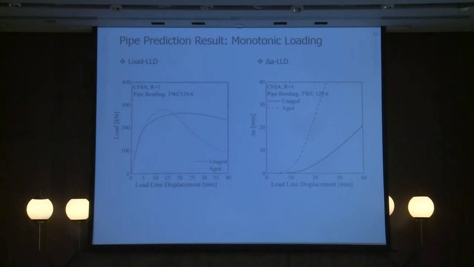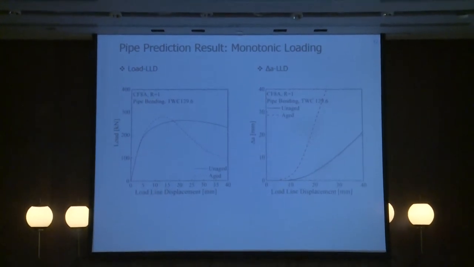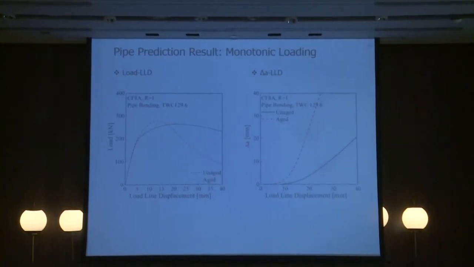And this is the pipe prediction result under monotonic loading condition. When you see the load line displacement data, you can see that the ductility decrease and maximum load of each prediction result are almost the same. And when you see the crack extension prediction result, you can see that the aged one is faster than that of the unaged one.